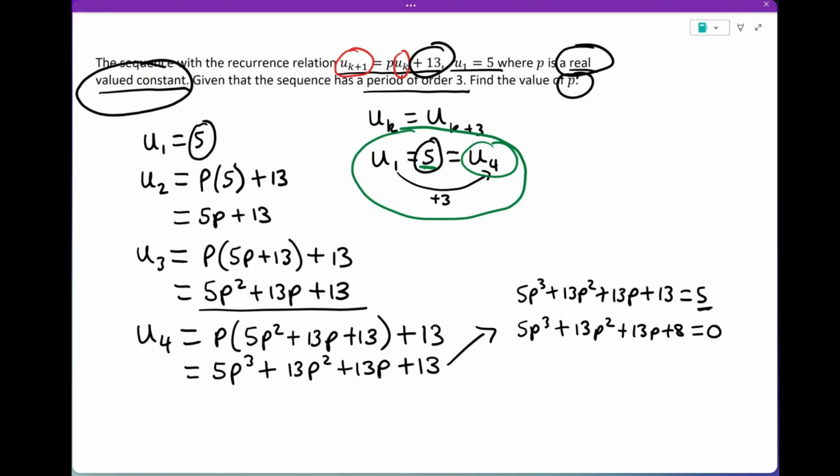And then we've got our cubic in the right format, so I can make use of the calculator function to solve it. And I get that p would be equal to negative 8 over 5. And that is the only real valued solution. The other ones involve i. And in the question, they said that p is a real valued constant. So p equals negative 8 over 5 would be the correct answer.